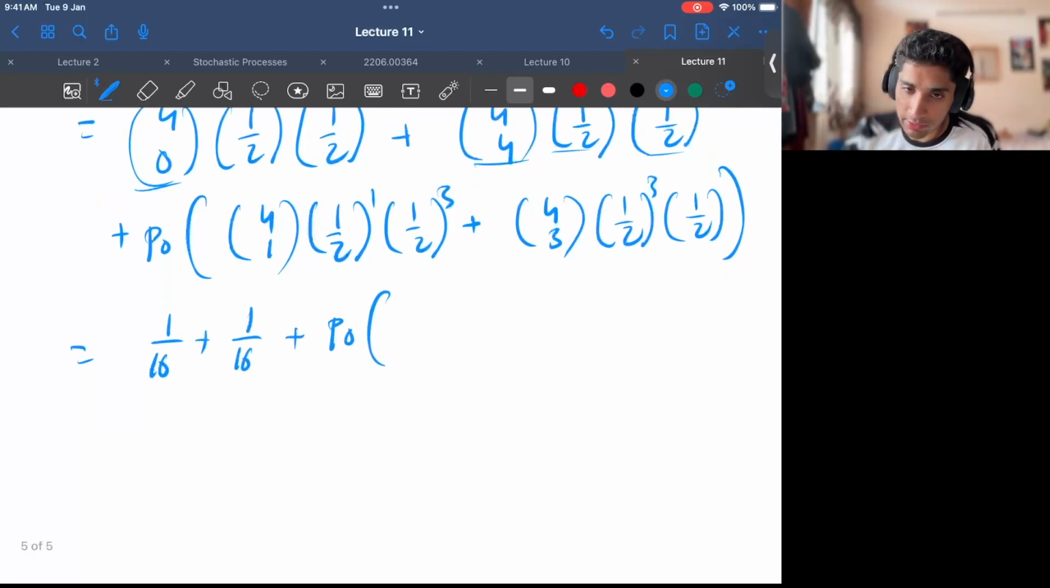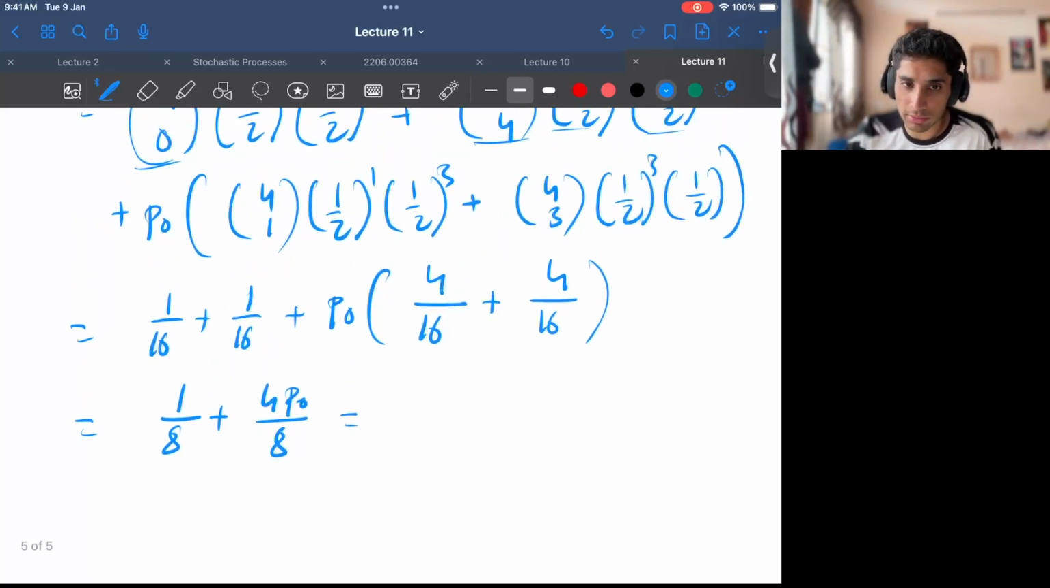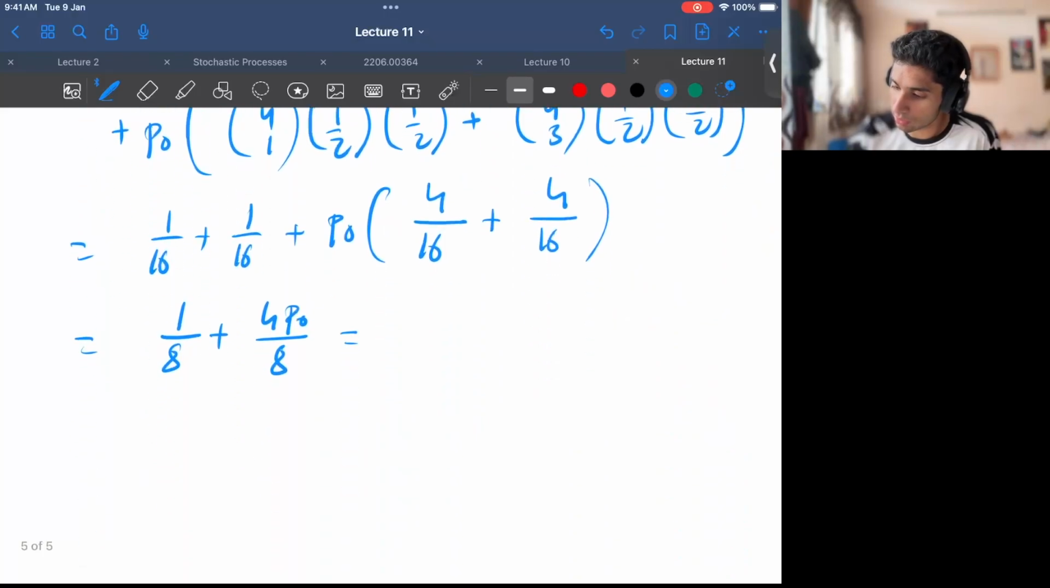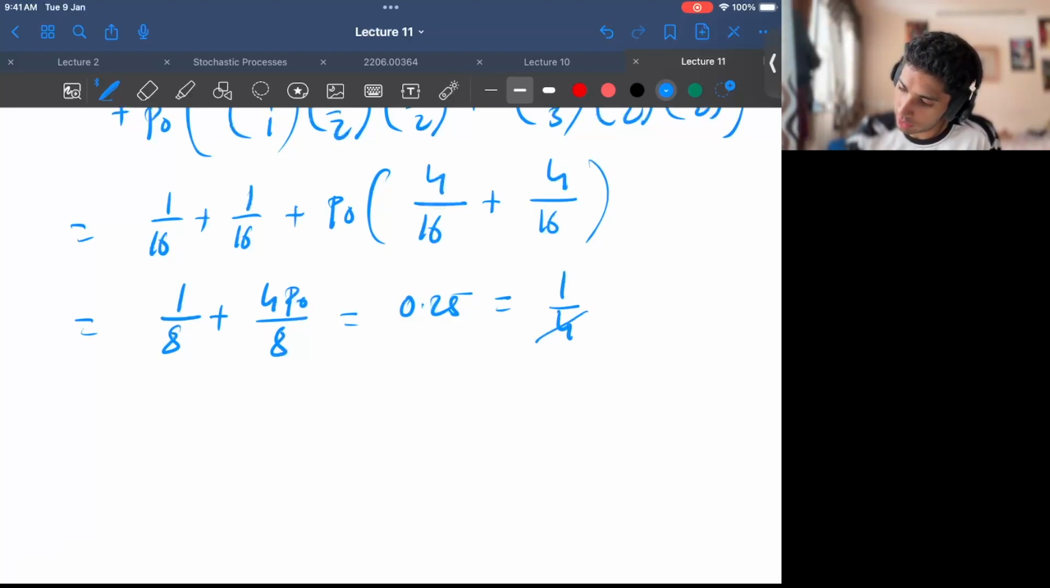So what is 4C1? 4C1 is 4, by 2 raised to 4, which is 16, plus 4C3 is again 4 by 2 raised to 4, which is 16. So now just add these things, right? This will become 1 by 16 plus 1 by 16 is 1 by 8, plus 2 times 4 by 16, so this will become 4 p naught by 8. And this thing we know the value of alpha that is given to us. That was given to us to be 0.25, right? Which is equal to 1 by 4.